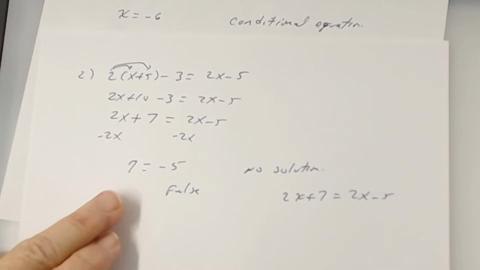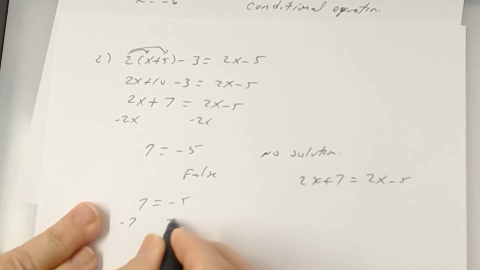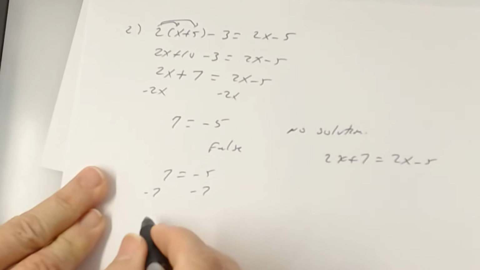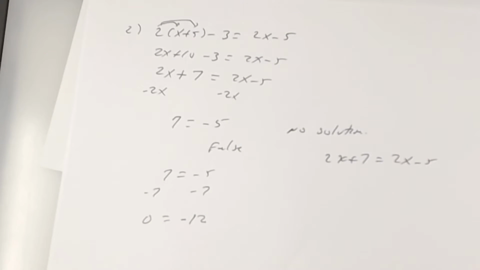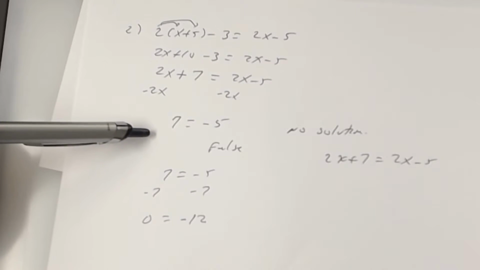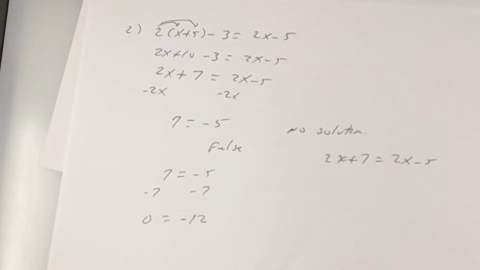And what was that statement? True or false? False. So if you wanted to, you could have said, well, I'm going to subtract 7 from both sides. And this would be 0 equal what? Negative 12? But that's still a what? False statement. So there's no reason to go further with this. Once you get that false statement, you know there are no solution. No number works.